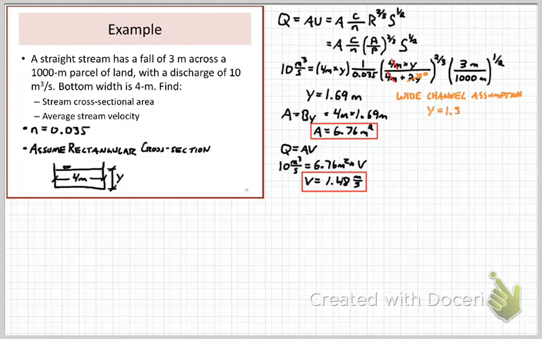And so using similar calculations, you can estimate a depth of 1.32 meters, a cross-sectional area of 5.28, and a stream velocity of 1.89 meters per second. These differences seem pretty substantial, and so in this case I'm not sure the wide channel assumption was a good decision to make. One extension of this problem would be to figure out at what width the wide channel assumption would be tolerable to you, maybe meaning less than a 10% difference in the estimated area or velocity.